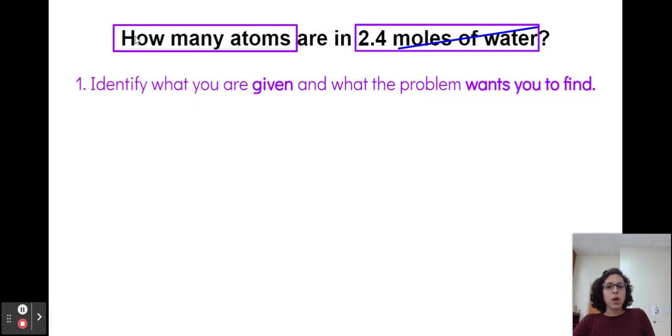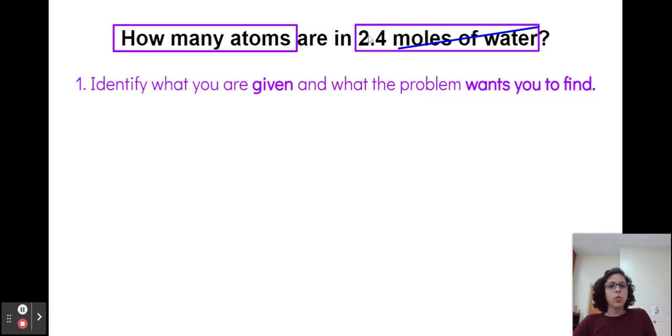First step for solving this problem then, how many atoms are in 2.4 moles of water, is to identify what we are given and what the problem wants us to find. I go through this in a slower way in some of the other videos, so I'm going to go a little bit faster this time, hoping that you've gotten a little bit more familiar with this. If you're struggling with this, you have a couple options. Go back and rewatch some of the previous videos, or talk to me or Ms. Sproul and get your questions answered.